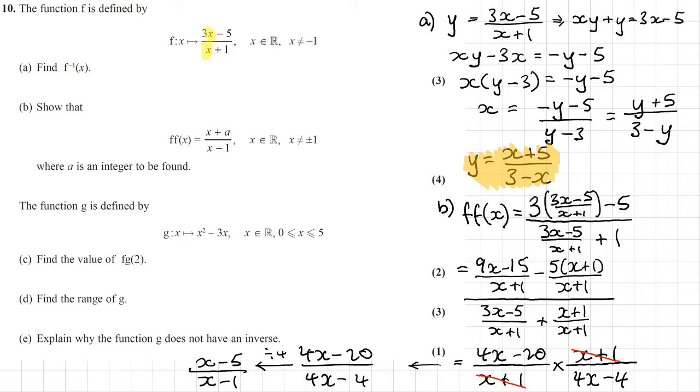So I'll put the answer over here. It's going to be x minus 5 over x minus 1. So basically a is equal to negative 5. Okay, we'll move on to part C in a moment. I'm just going to clear off all of this working here.